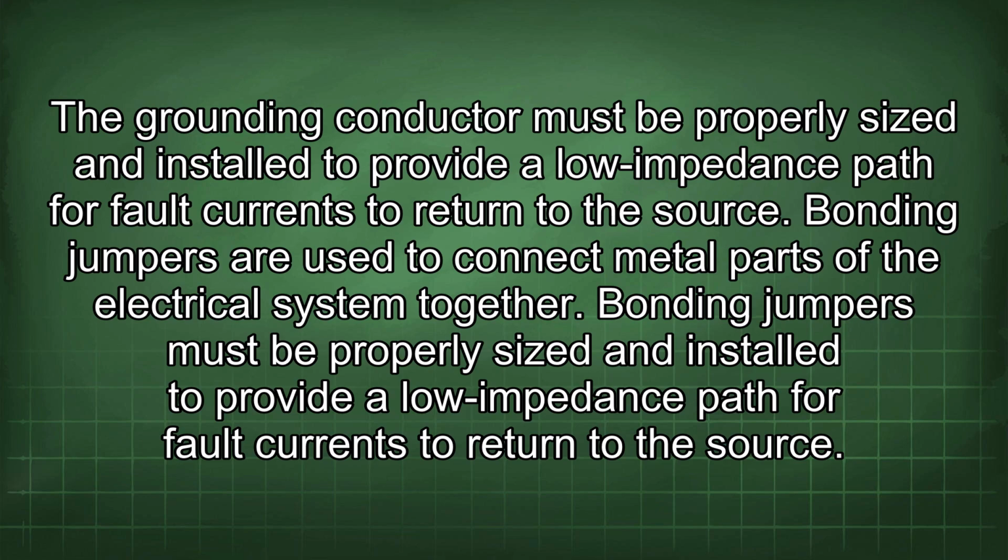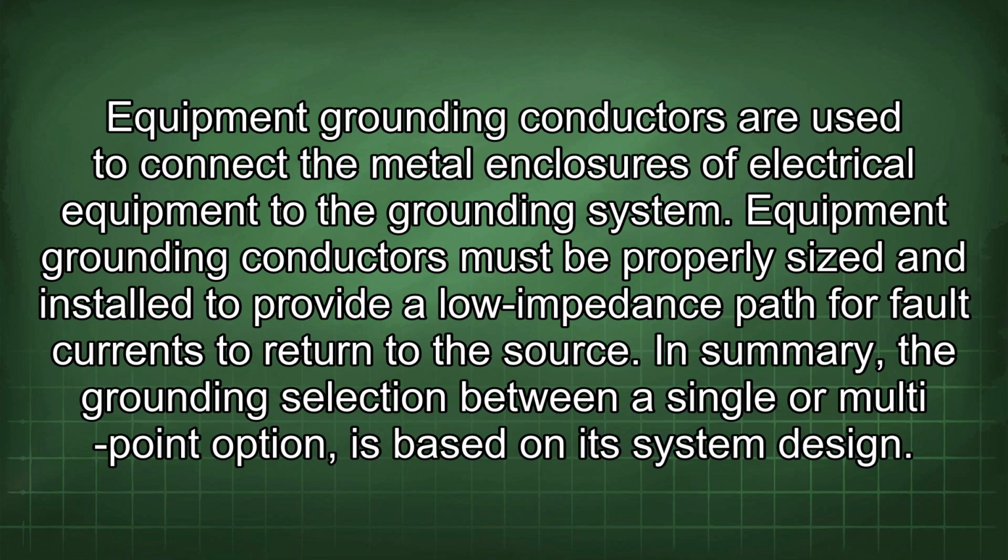to the source. Bonding jumpers are used to connect metal parts of the electrical system together. Bonding jumpers must be properly sized and installed to provide a low impedance path for fault currents to return to the source. Equipment grounding conductors are used to connect the metal enclosures of electrical equipment to the grounding system. Equipment grounding conductors must be properly sized and installed to provide a low impedance path for fault currents to return to the source. In summary, the grounding selection between a single or multi-point option is based on its system design.